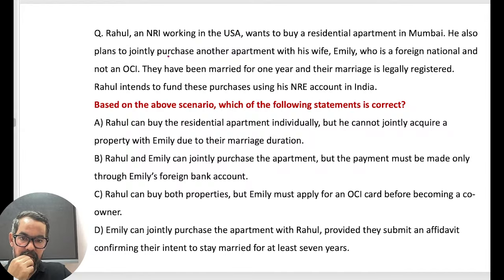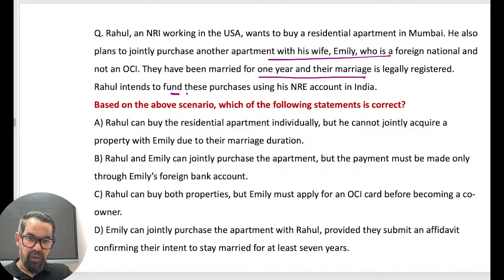He also planned to jointly purchase another apartment with his wife, who is a foreign national, not an OCI. She is not an overseas citizen of India, but a foreign national. They have been married 1 year and their marriage is legally registered. So Rahul intends to fund these purchases using NRE accounts. So Rahul can buy a residential apartment individually, but he cannot jointly acquire property with Emily due to their marriage duration.